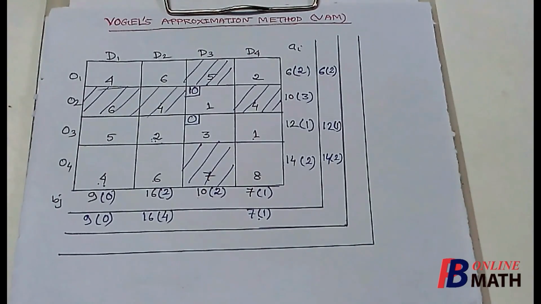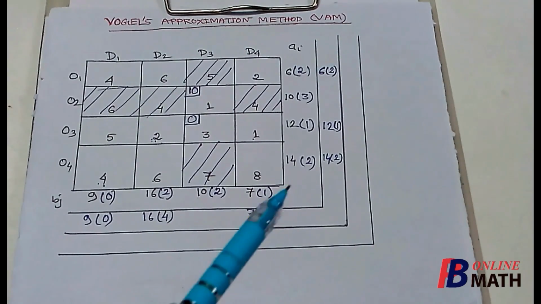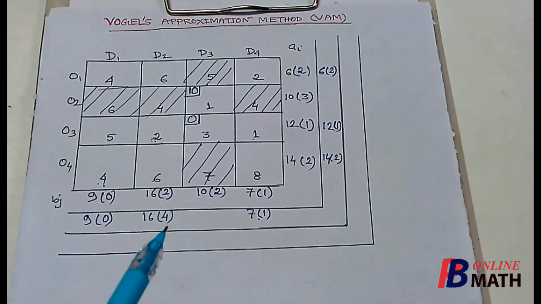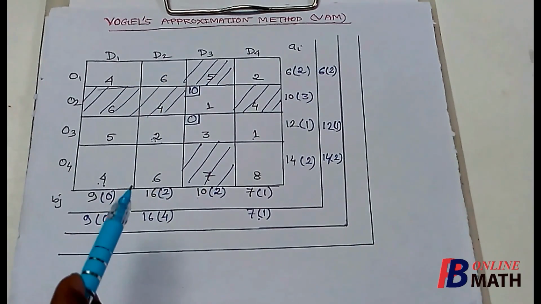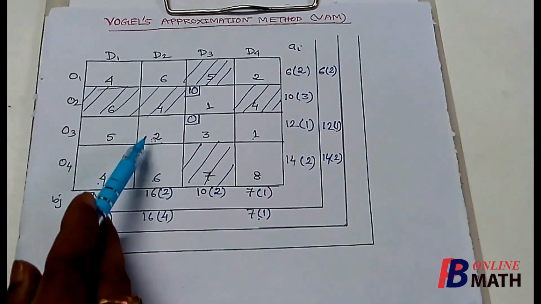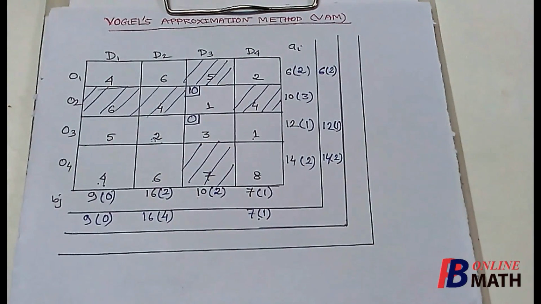Now we find the maximum difference among these differences. And we can simply find that the maximum difference is 4. So the next allocation will be made on a cell of this column. For that we have to find the minimum cost among these cells of this column, and here we find that the minimum cost is 2 corresponding to this cell. So the next allocation will be made in this cell.